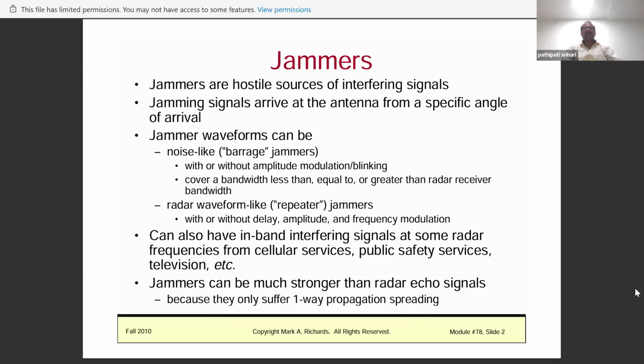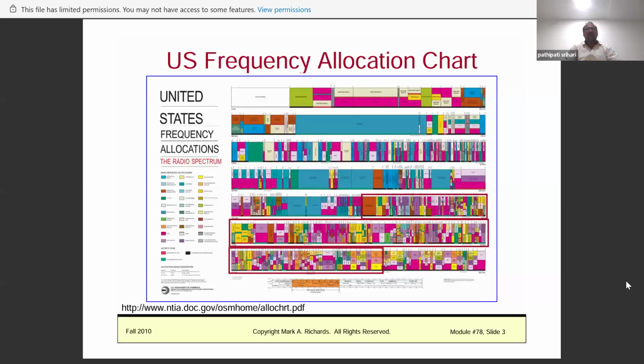Jamming signals arrive at the antenna from a specific angle of arrival. Jammer waveforms can be noise-like or radar waveform-like in general. You can also have in-band interference, interfering signals at some radar frequencies from cellular services, public safety services, television, etc. Jammers can be much stronger than radar echo signals because they only propagate in one direction, while the echo has to suffer two-way propagation loss. Hence jammer signals are much stronger than the regular signal.